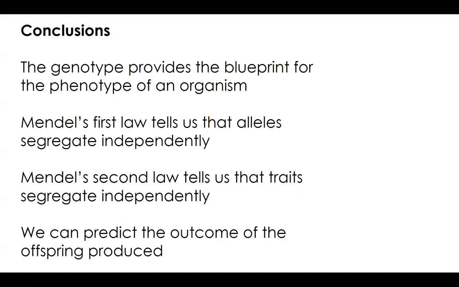And using these ratios, we can predict the outcome of the offspring produced, which is again going to give us some higher level genetic skills, because if we can predict the outcome, we can do a lot of things related to deviations from that outcome, and we can calculate some probabilities.